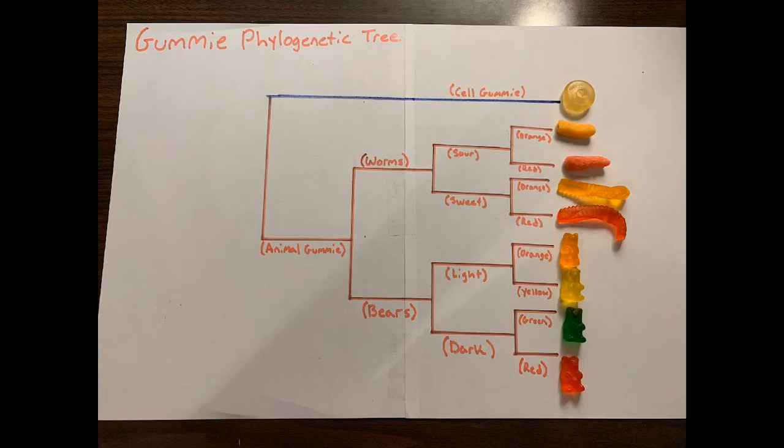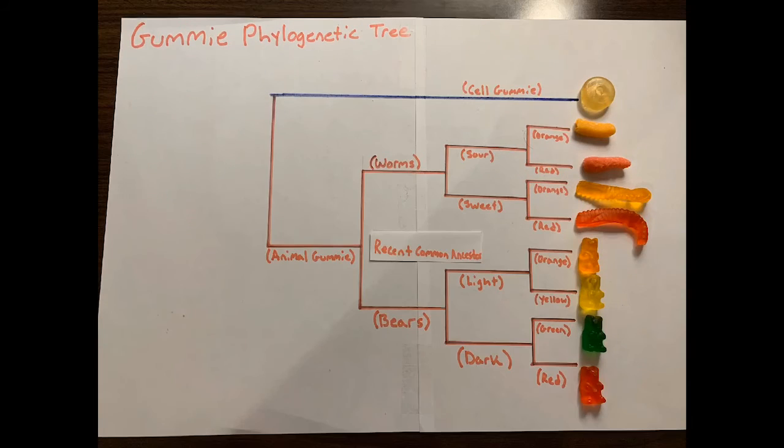Now let's look at our tree as a whole. So the cell gummy, representing our outgroup, is going to be compared to all these OTUs. The animal gummy, which represents the first internal node, is split off into worms and bears, making the animal gummy our most recent common ancestor to all the OTUs.